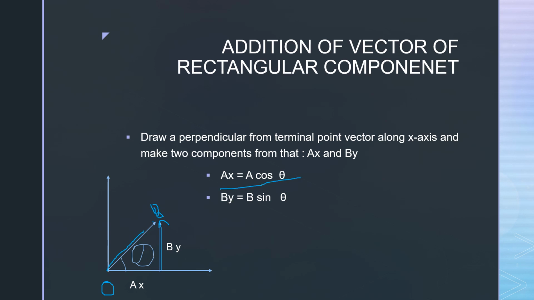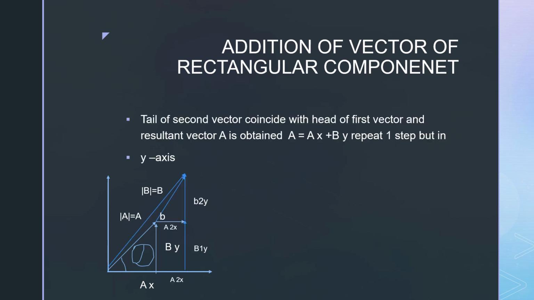Ax is equal to A cos theta because it is along the x-axis, and Ay is equal to A sin theta because it is along the y-axis. Then we made another vector from the terminal of the first vector, just suppose from the origin to this terminal point, it becomes B, and another vector from the terminal point of B reaches the point C. Now the resultant vector of these vectors should be R.